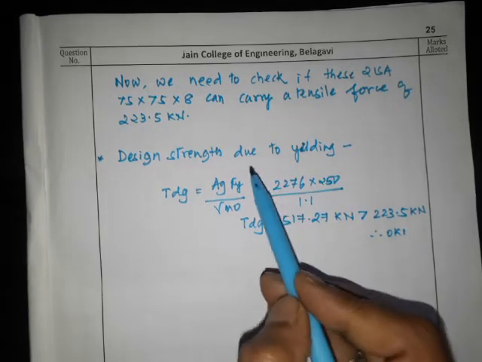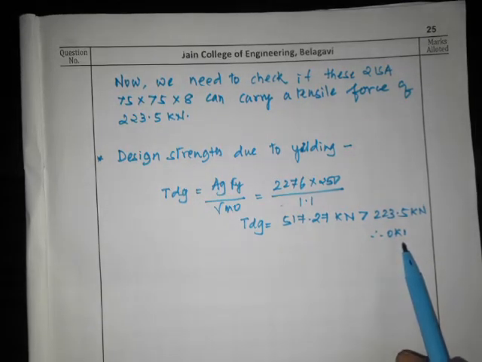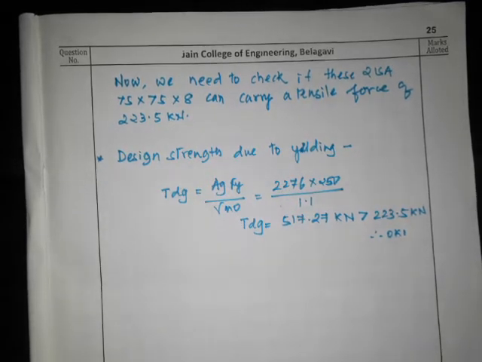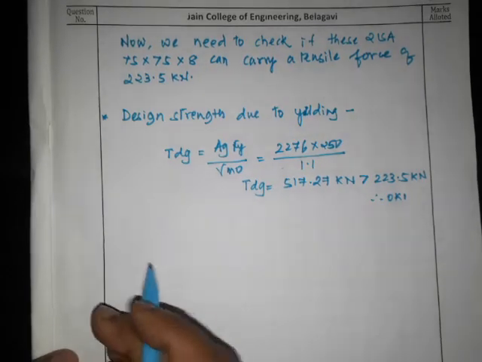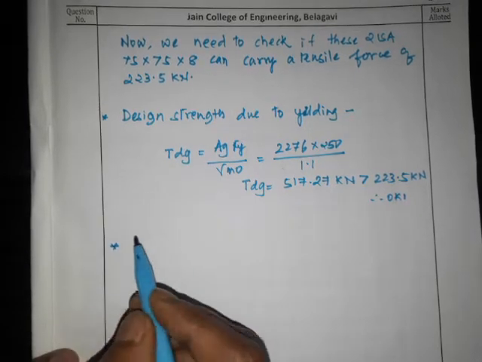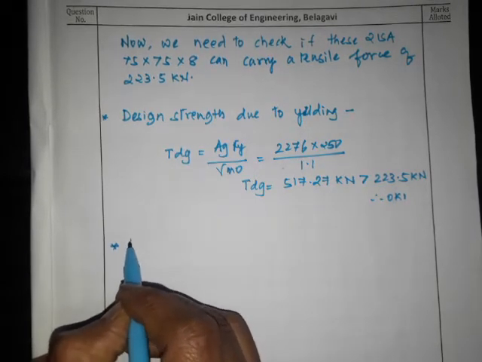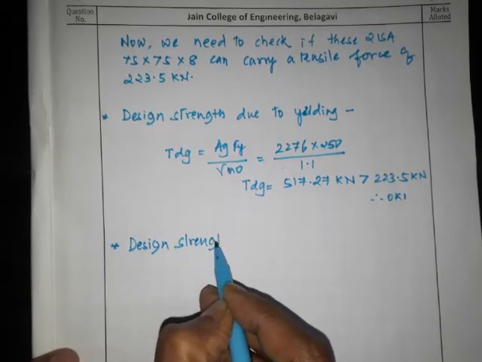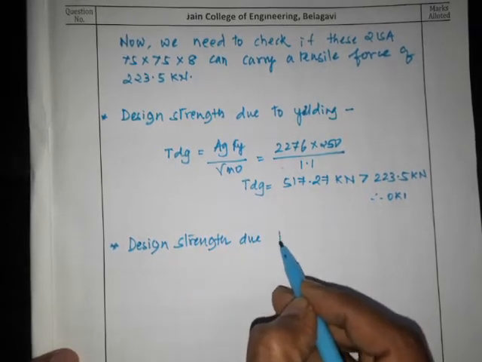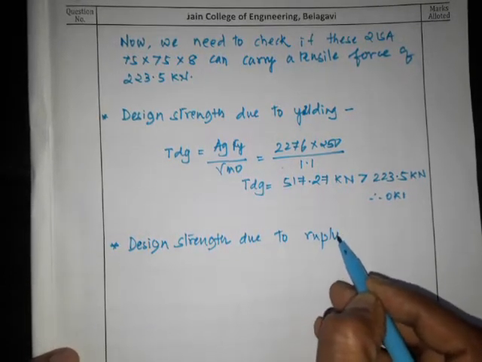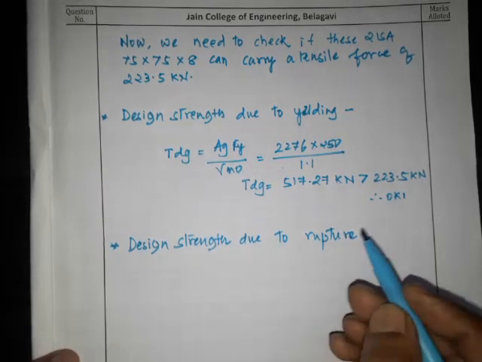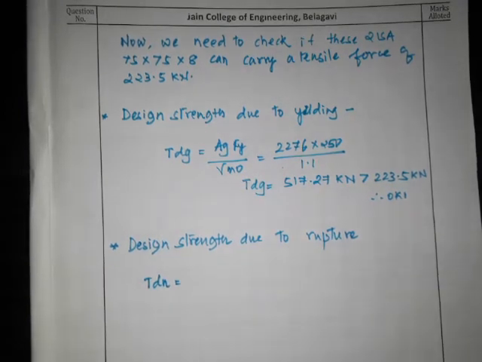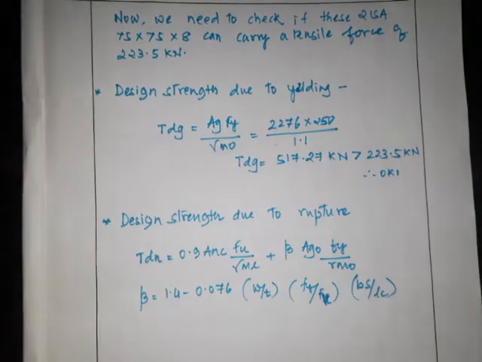Understood? So it is safe to carry force in yielding. Next you have to go for design strength due to rupture. As we discussed in the previous session, the same procedure we have to follow. Design strength due to rupture, or fracture. It is given as Tdn is equal to, so you have to note down the formula here.